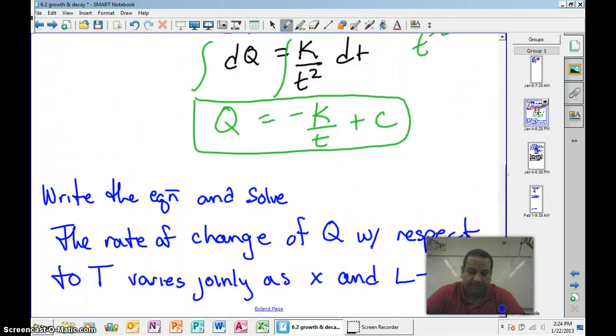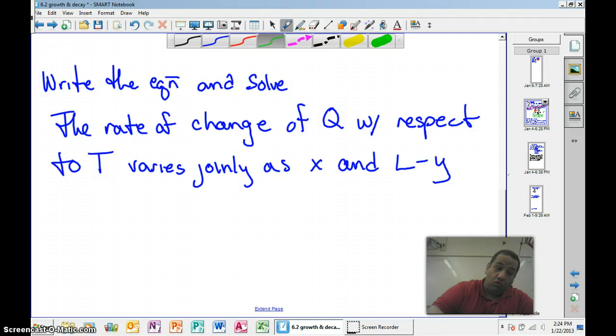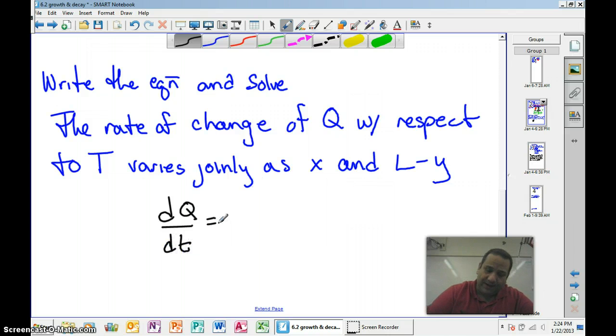Let's see one more, perhaps. And this is one that's a little weird. It says, write the equation and solve. The rate of change of Q with respect to t. Ooh, we know how to do that. Rate of change of Q with respect to t varies jointly as x and L minus y.